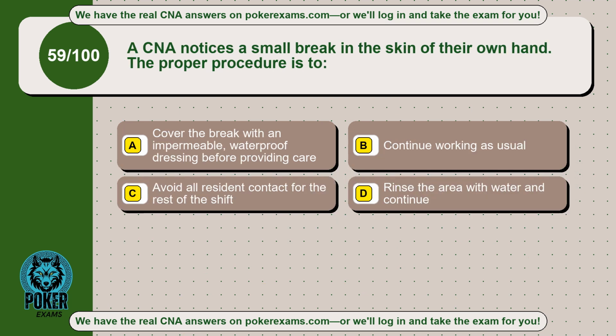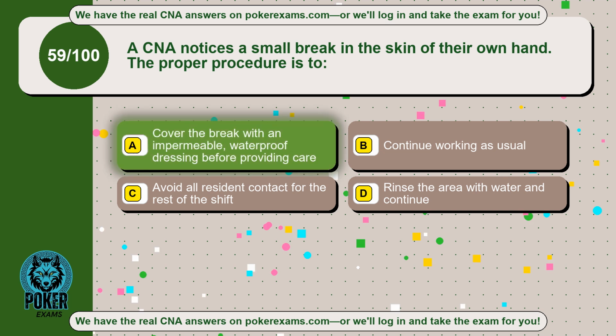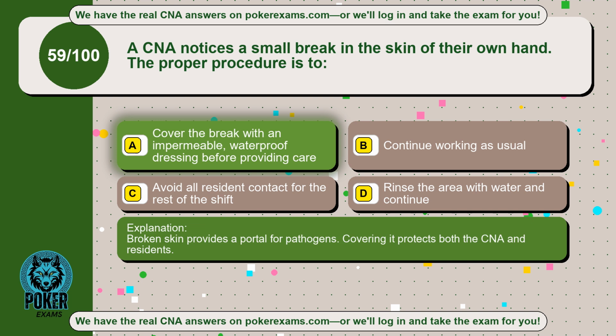Question 59. A CNA notices a small break in the skin of their own hand. The proper procedure is to: Option A, cover the break with an impermeable, waterproof dressing before providing care. Option B, continue working as usual. Option C, avoid all resident contact for the rest of the shift. Option D, rinse the area with water and continue. The correct answer is option A. Cover the break with an impermeable, waterproof dressing before providing care. Broken skin provides a portal for pathogens. Covering it protects both the CNA and residents.